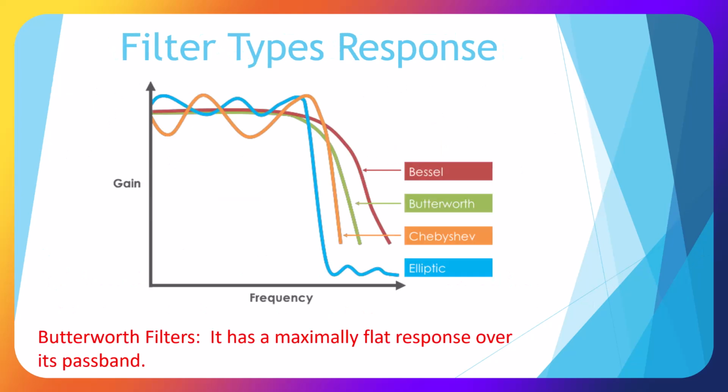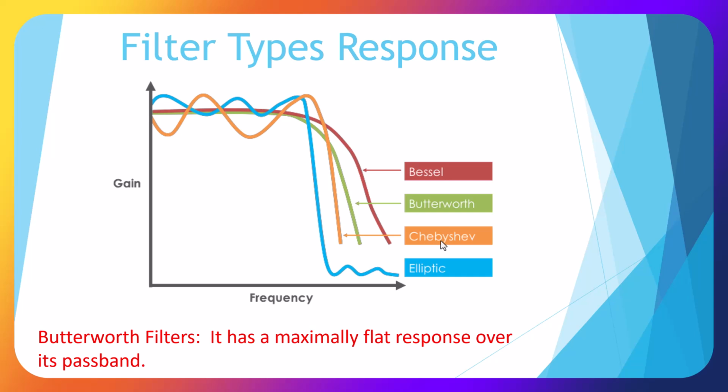Here we show different filter types' responses. So these are the response curves. We see elliptic, and we get some ringing, so they're not very accurate. In the pass band, it does have a steep roll-off. The roll-off is how steep it is.